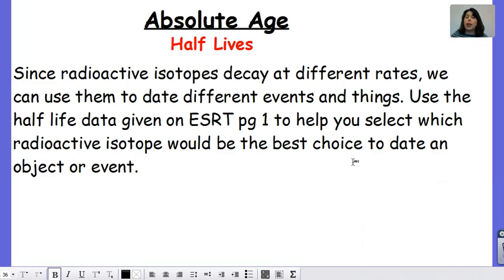Please keep in mind, since radioactive isotopes decay at different rates, we can use them to date different events and things, like I mentioned earlier. You want to use the appropriate radioactive isotope to date your item, so please use that chart and the information given on ESRT page 1 to help you figure out which one is best suited. You're not going to use carbon-14 to date the formation of the solar system, nor would you use rubidium-87 to maybe date early Neanderthal findings and whatnot.